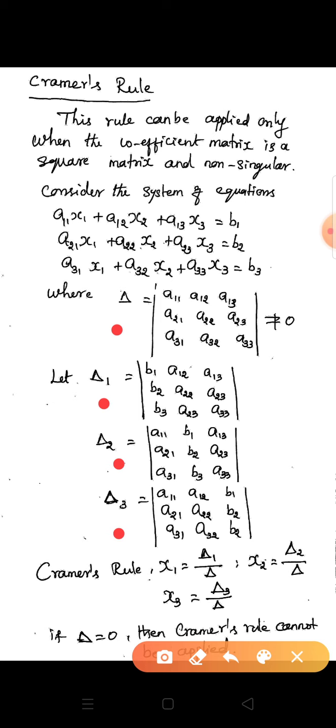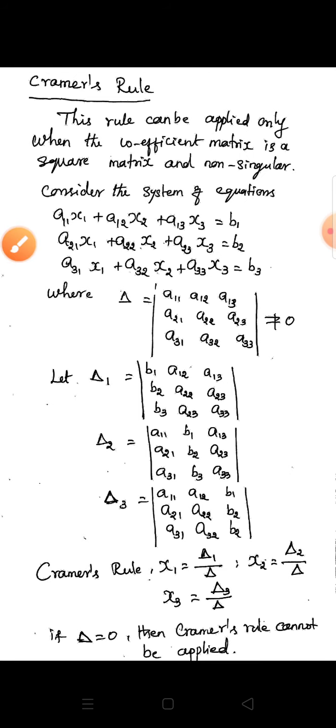Okay, now Cramer's rule. Applying Cramer's rule, x1 is equal to delta 1 by delta, x2 is equal to delta 2 by delta, x3 is equal to delta 3 by delta. Okay, this is Cramer's rule.